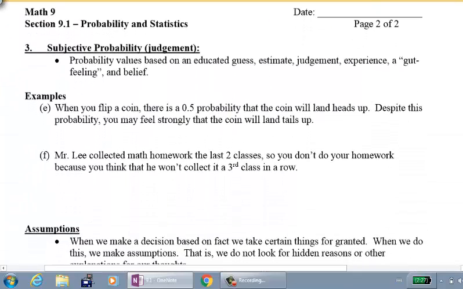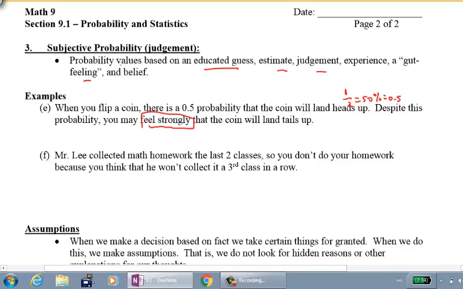So a third type of probability, and this one's not talked about very much because it's not that great, is what we call subjective probability. And this is where you're basing your probability on an educated guess, an estimate, judgment, or that gut feeling you have, or some belief. So here are two examples. Like when you're flipping a coin, the theoretical probability is 0.5 because there's only two sides to the coin. So there's 1 in 2 chance of landing up heads, which of course is 50%, or 0.5. Now, despite knowing this, you still may feel strongly that your coin will land up on tails, because you just feel like this coin is more heavy on the tail side. So because you feel strongly, that leads to that subjective probability.